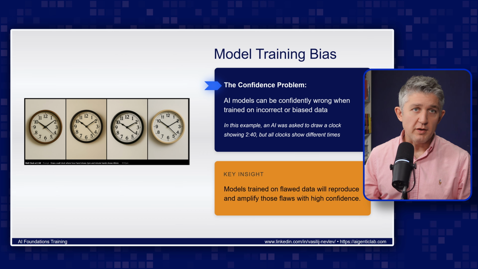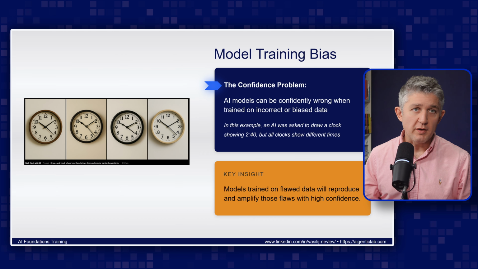In the image you can see I asked AI to draw a wall clock where the hour hand shows 2 p.m. and the minute hand shows 40. It produced 4 versions, all of them showing 10 past 2. Now why is that? Because the internet is full of pictures of clocks at 10 minutes past 2. Here I will open Chrome, search for clock images on Google, and you will see the vast majority of them show 10 minutes past 2.